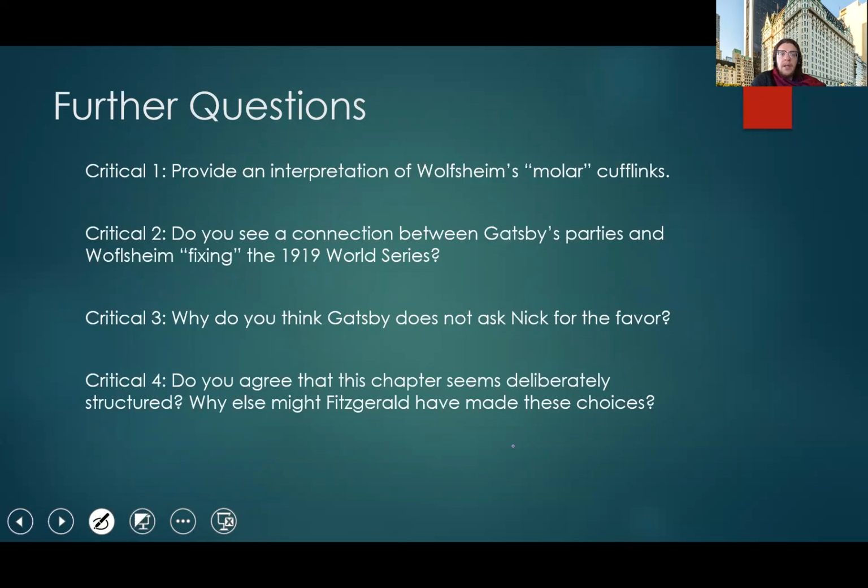Critical 2. Do you see a connection between Gatsby's parties and Wolfsheim's fixing the 1919 World Series? What is that connection? Critical 3. Why do you think Gatsby does not ask Nick for the favor directly? Why does he indirectly go through Jordan? And then critical 4. Do you agree that this chapter seems deliberately structured? Why else might Fitzgerald have made these choices?